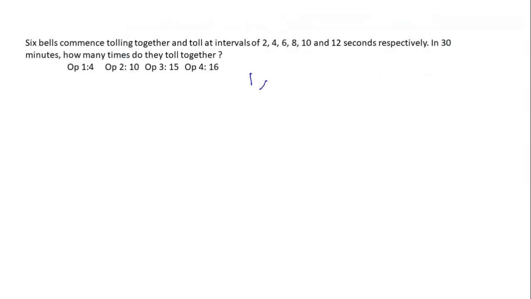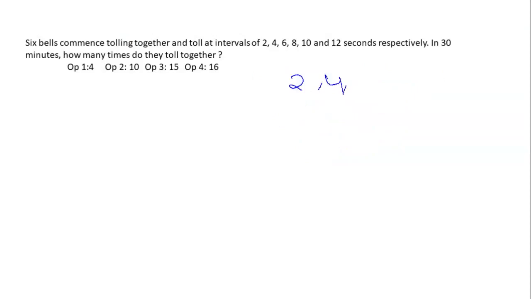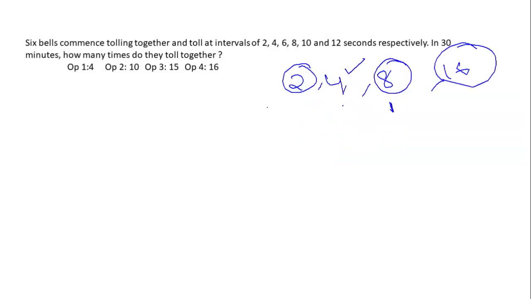For example, the LCM of 1 and 2 we know is 2. For 1, 2, 3, what's the answer? 2 times 3 is 6. For 2 and 4 we know it is 4, since 4 is already a multiple of 2. For 2, 4, 8, what's the answer? It is 8. If you put 16, 16 is the answer because all these numbers are inside 16. So when a greater number has the smaller numbers inside it, the LCM would be that number.